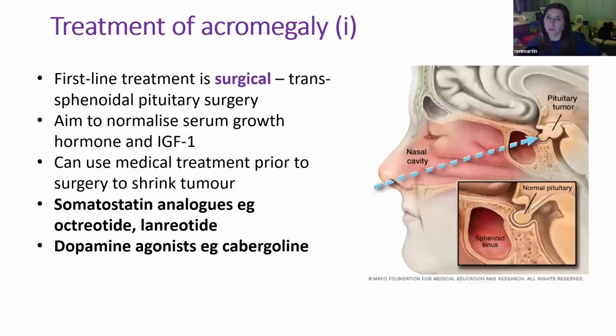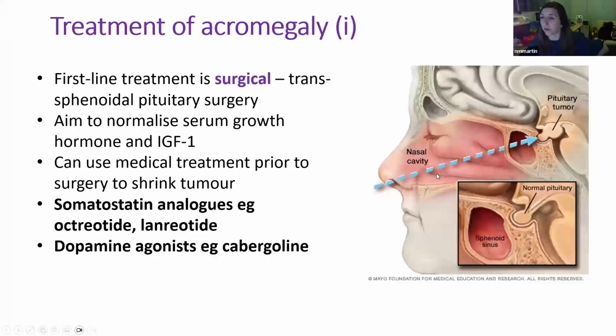Okay, so the first line, in other words, the treatment that we would like to do first and foremost for acromegaly is surgery. And for the majority of patients, we do something called transsphenoidal pituitary surgery, and I'll explain why it's called that. In the old days, before my time, in fairness, patients would have had what's called a craniotomy, where the skull would have been opened up, which is obviously quite a big operation.